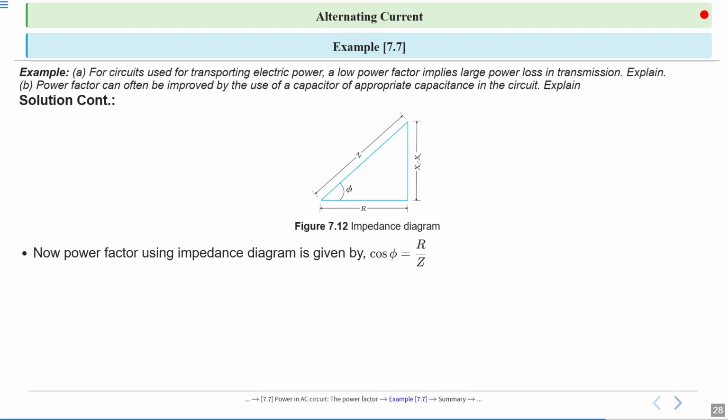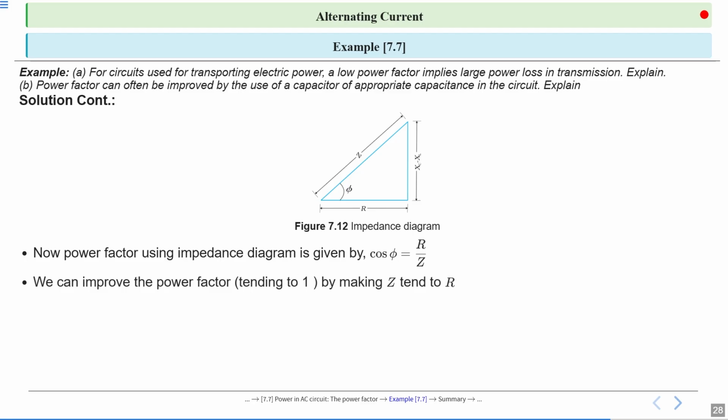So cos phi will be based upon hypotenuse. So cos phi will be R by Z. So power factor can be calculated by the ratio of resistance and impedance. So now power factor using impedance diagram is given by cos phi equal to R upon Z. We can improve the power factor.